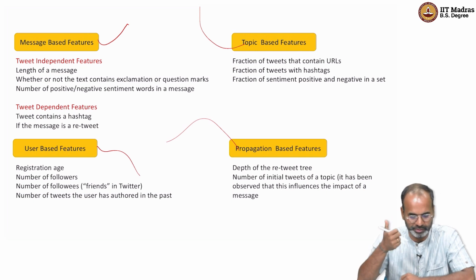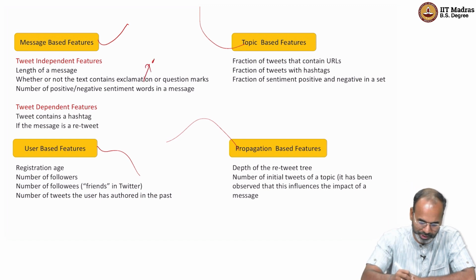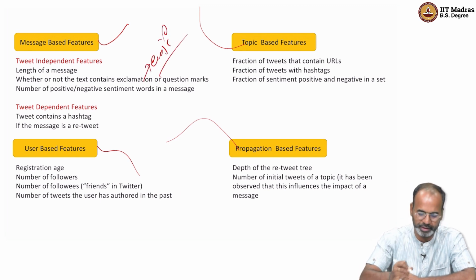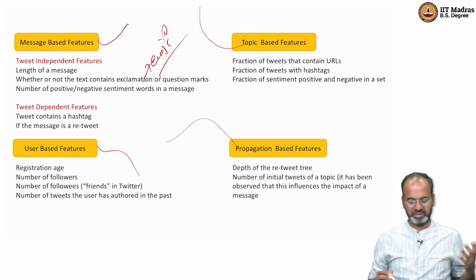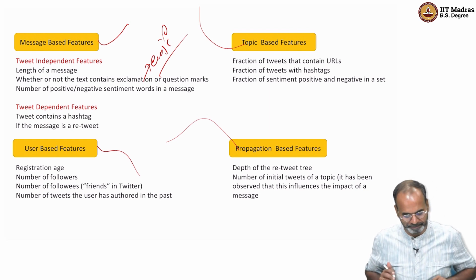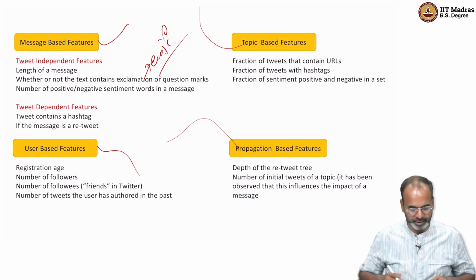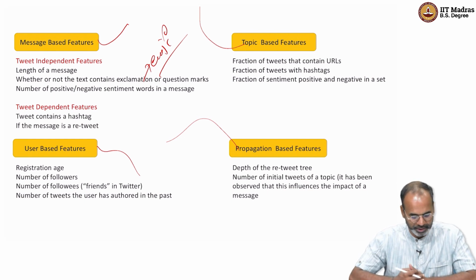Length of the message, whether or not the text contains an exclamation. I told you earlier, right? Emoji can be added now for this. Emojis probably may not have been that popular at that point in time. Number of positive and negative sentiment words in a message. Whether the tweet contains a hashtag, and if the message is a retweet.